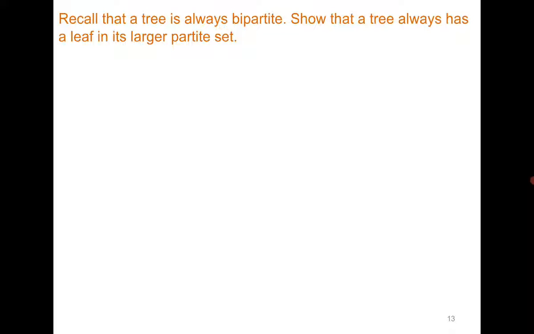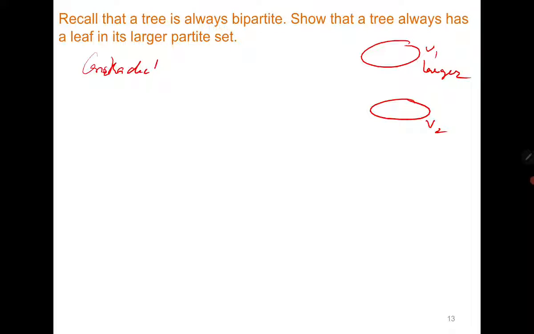So the last question says that we know that a tree is always bipartite. Show that a tree always has a leaf in its larger bipartite set. So there are two bipartite sets, V1 and V2. Let's say V1 is larger. So V1 must have a leaf. We'll prove it by contradiction, which means that V1 has no leaf.